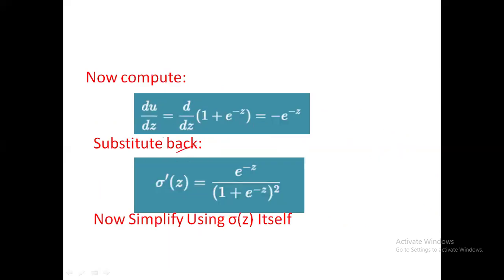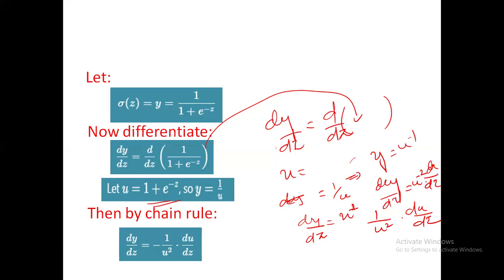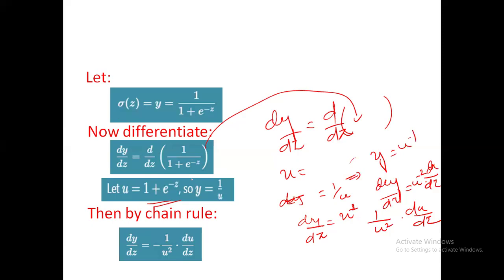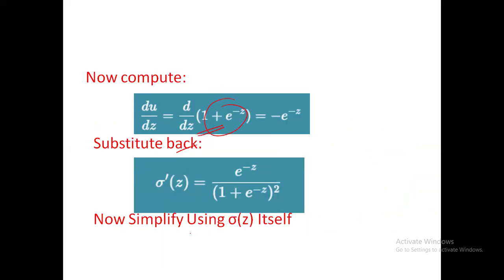So now compute du by dz. What is the formula here? The u we are going to substitute is 1 plus e power minus z. In this case, if you are differentiating again, you are getting minus e power minus z. And substituting back, we are going to get sigma dash z is equal to e power minus z divided by 1 plus e power minus z the whole square.